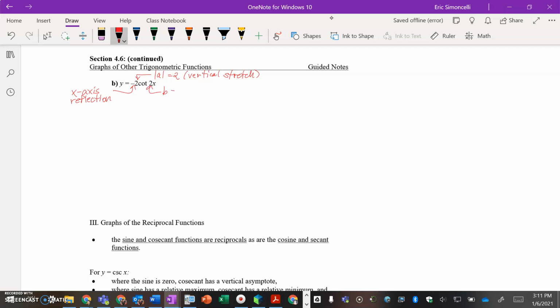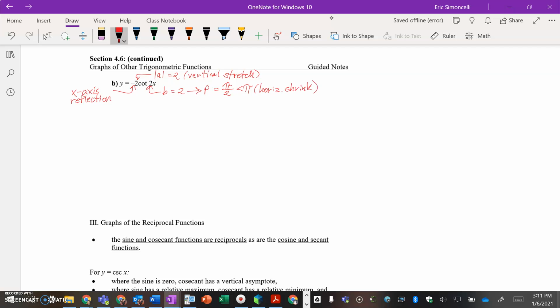The b value being equal to 2 is indicative of a period of pi over that number. So the period, pi over 2, being less than a typical cotangent period of pi, is indicative of a horizontal shrink.